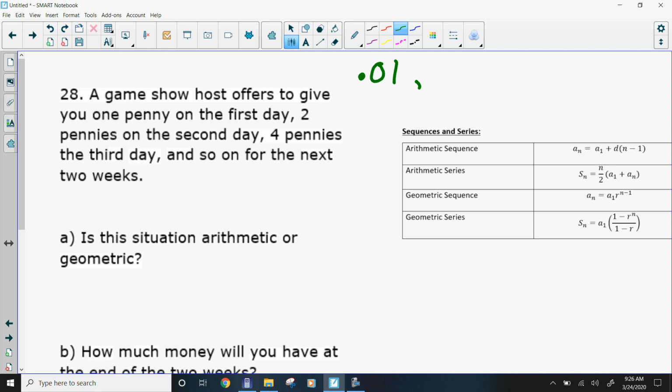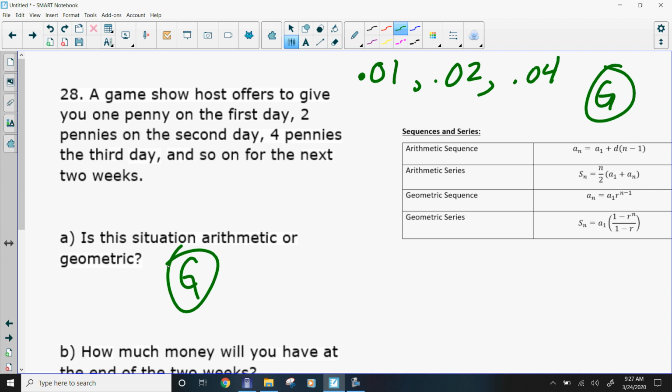Day two, now you got 2 pennies. 4 pennies on the third day, so 0.04. Now I'm just writing this down so you can see that this is a geometric series. It's being doubled. Anytime you double something, that's geometric. It says how much money you're going to have at the end of 2 weeks.